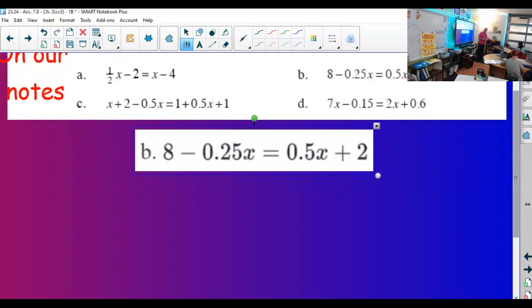Simon, what could you do first here to get rid of that negative x? You could add 0.25x.